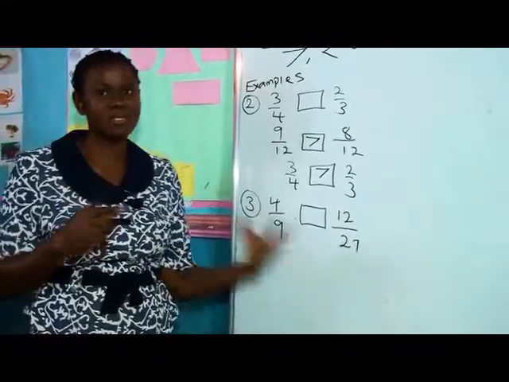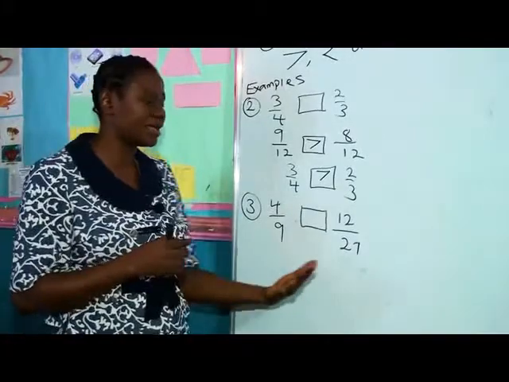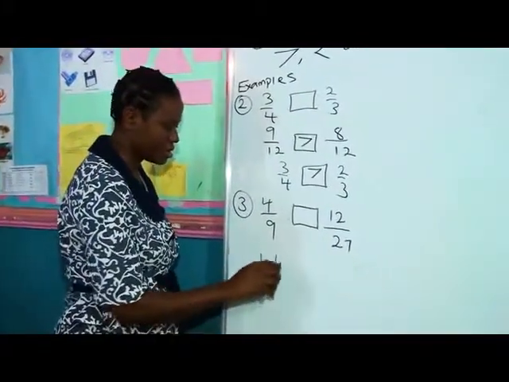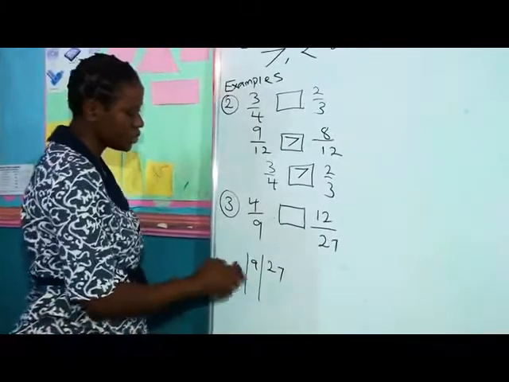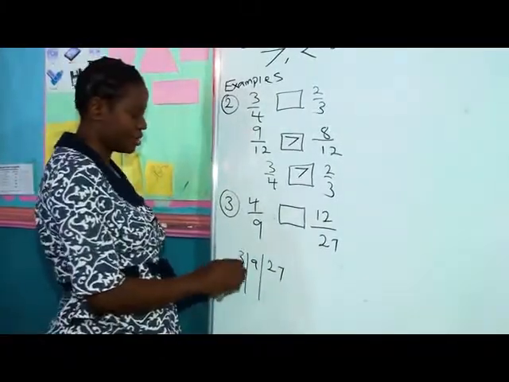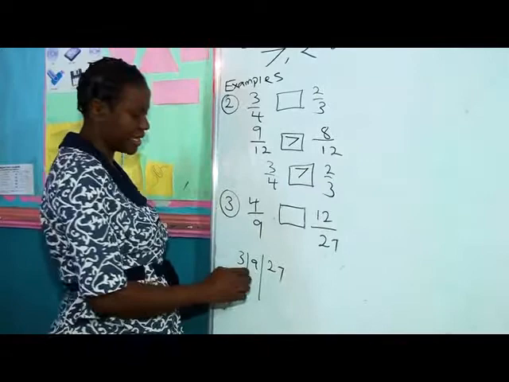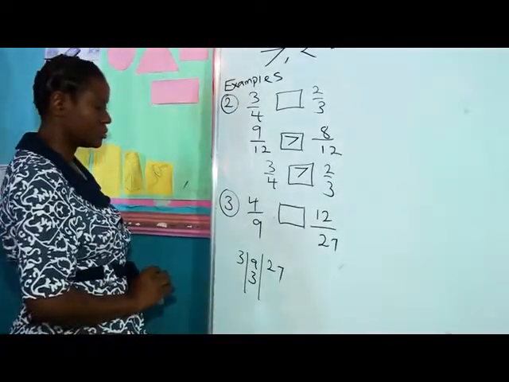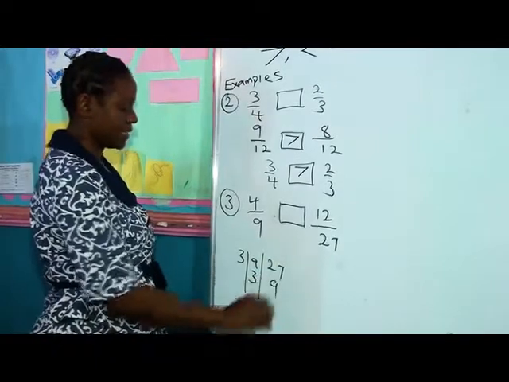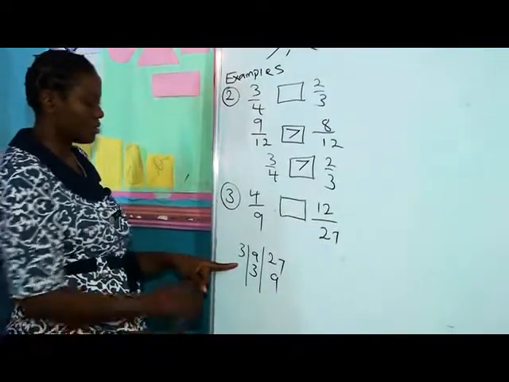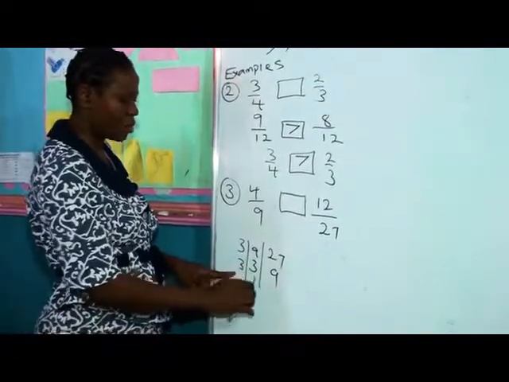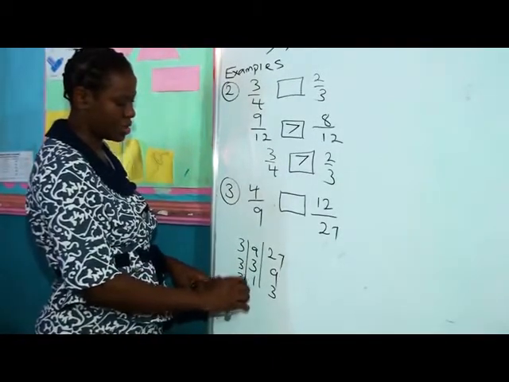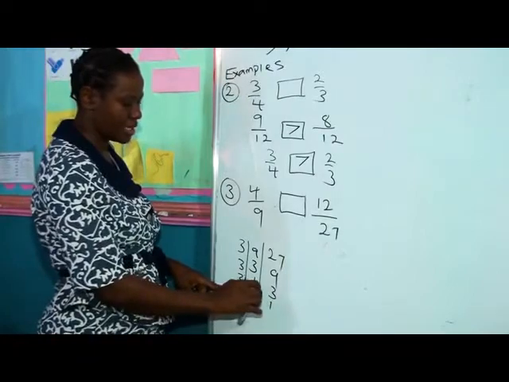What is the LCM, the lowest common multiple, of 9 and 27? 9, 27. What could divide? Let's use 3. How many 3 can we find in 9? 3. How many 3 can we find in 27? 9. 3 could go again. 1, 3. 3 could go again. 1 here, 1 here.